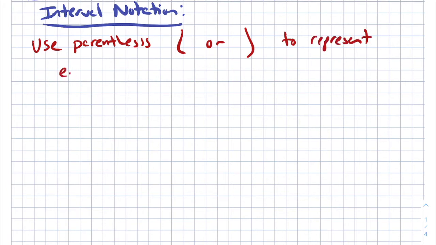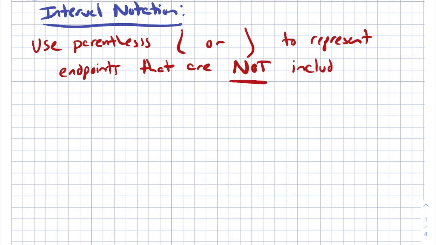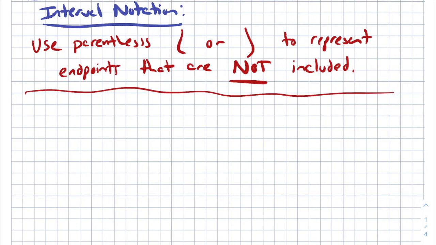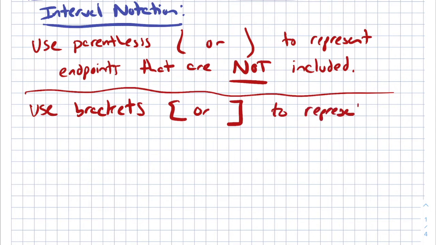What does interval notation do? Specifically, there are two parts to it. We use parentheses, like this or this, to represent endpoints of intervals that are not included. And similarly, we use what I refer to as brackets or square brackets, like this or like this, to represent endpoints that are included.